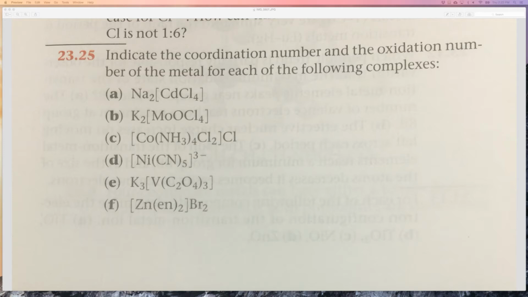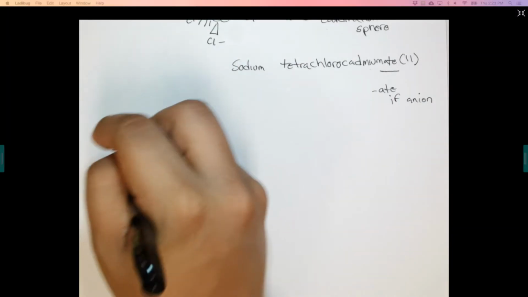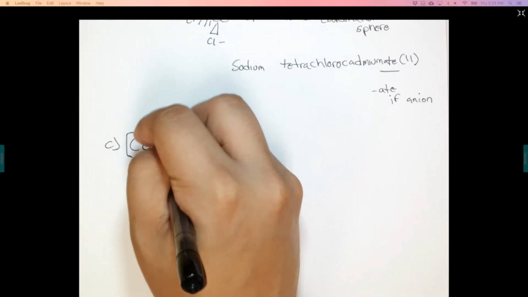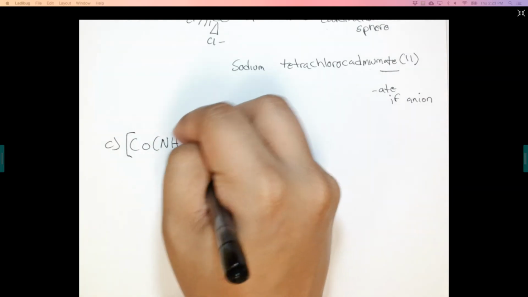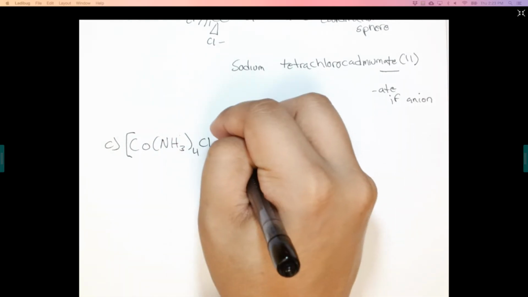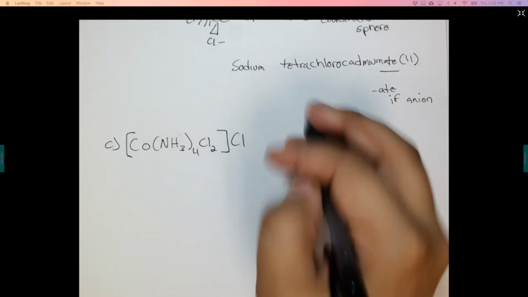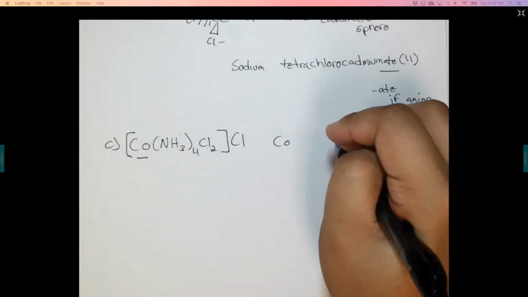K2MoOCl4. Actually, let's do C. Let's do C because let's do one where it is the cation. So [Co(NH3)4Cl2]Cl. Okay, so we know the coordination sphere. We're dealing with cobalt as the metal.